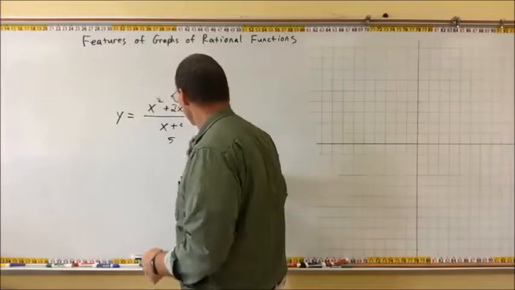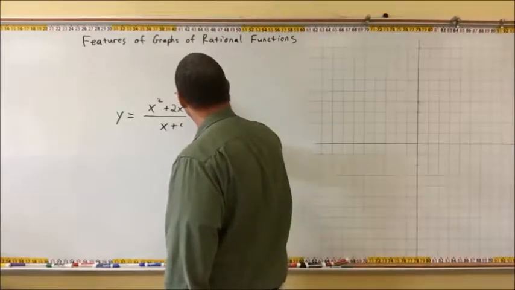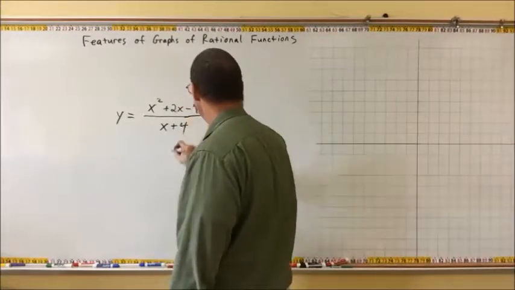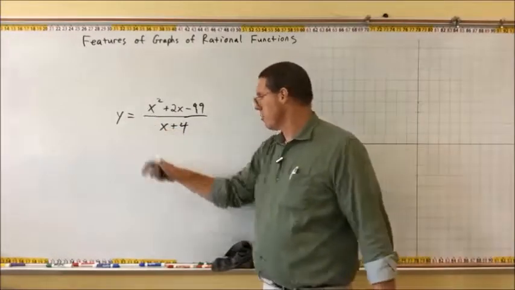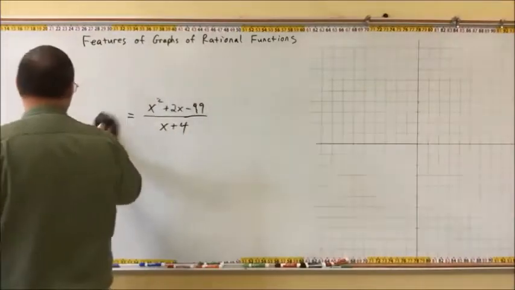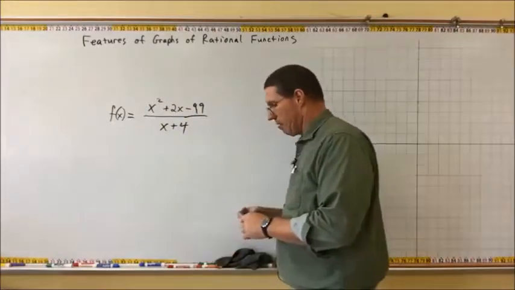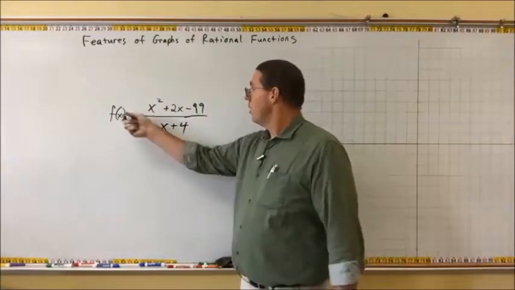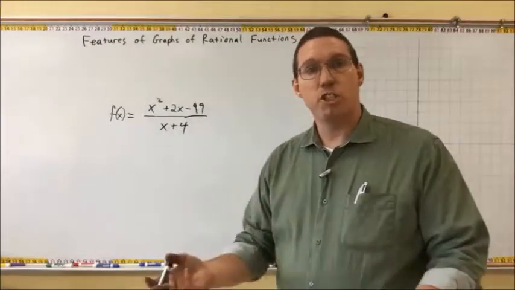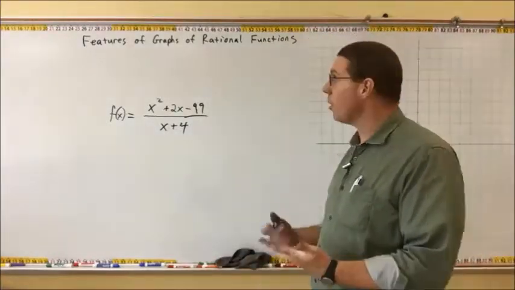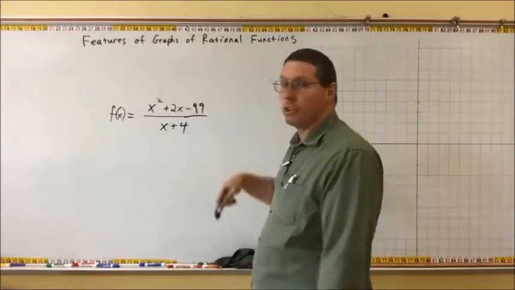Oops, let's put that back. Sorry, I didn't mean to erase that. Let's say that we have this function here, x squared plus 2x minus 99 over x plus 4. We get y equals. We could also say f of x equals the function f of x. So f is a function of x. All right? So we have this function, and functions typically have a visual graph associated with them. And what we're going to start learning about are the features of the graphs of rational functions.